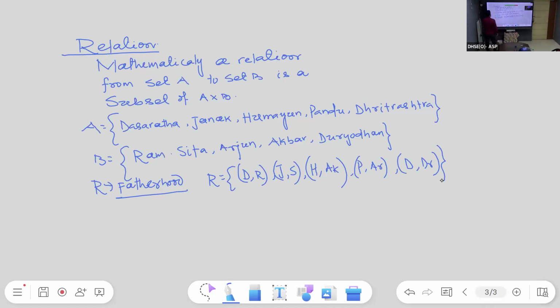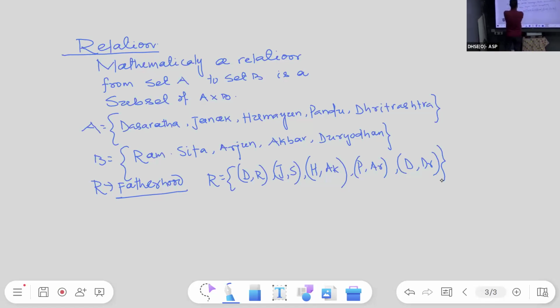So there is a relation fatherhood from set A to set B. By the relation fatherhood, Dasarath is related to Ram, Janak related with Sita, Humayun related with Akbar, Pandu related with Arjun, and Dhritarashtra related with Duryodhan.